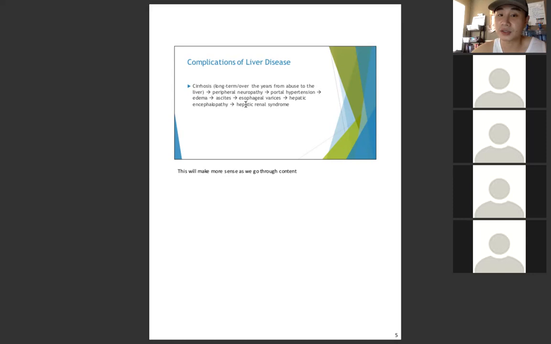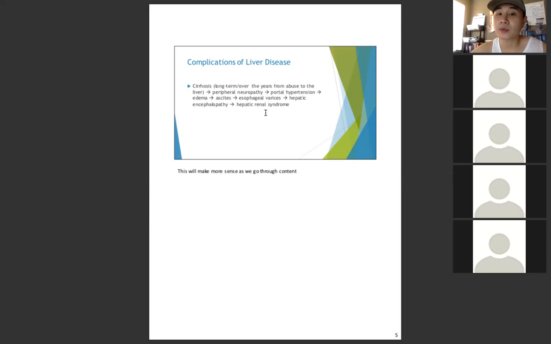Hepatic encephalopathy basically means that there's so much toxin in the body because the liver doesn't work anymore because it's in a cirrhosis state. So the high amount of toxin causes damage to the brain and causes a lot of confusion in patients who have liver disease in the cirrhosis state.